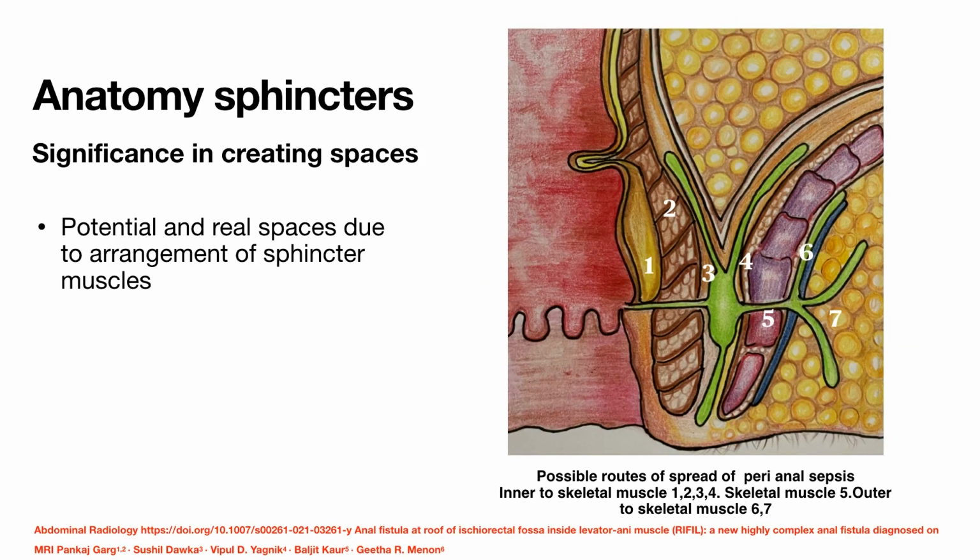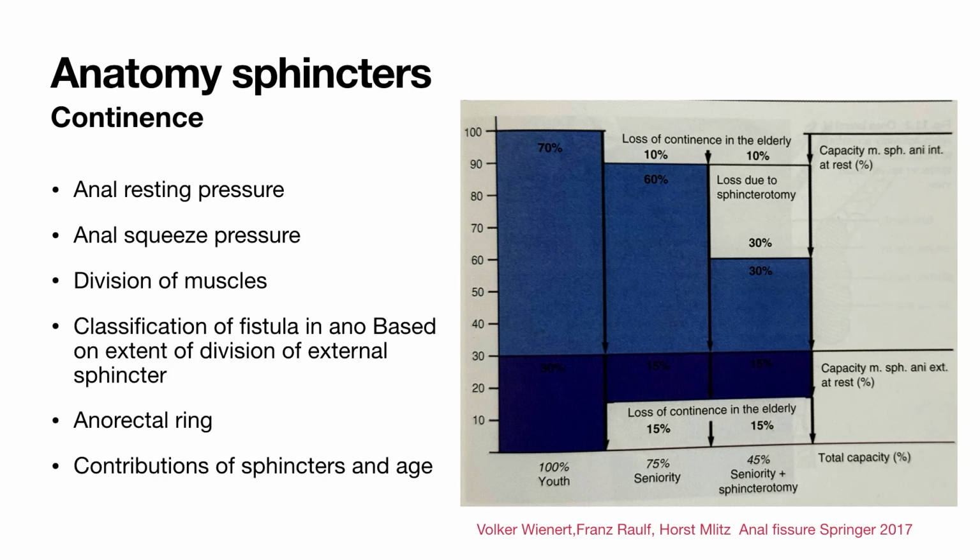And these anal sphincters are arranged in a way that they create certain potential and real spaces. I will not dwell on them because the next lecture is on perianal spaces. And this slide is very important because anal sphincters are actually for the continence mechanism. Because of anal resting pressure, we have discussed 70 and 30%, anal squeeze pressure by the external sphincter, and how much division of muscle we can do, we will decide. Classifications are all based on the extent of the division of the external sphincter. Anorectal ring is very important, which makes the puborectalis along with that.